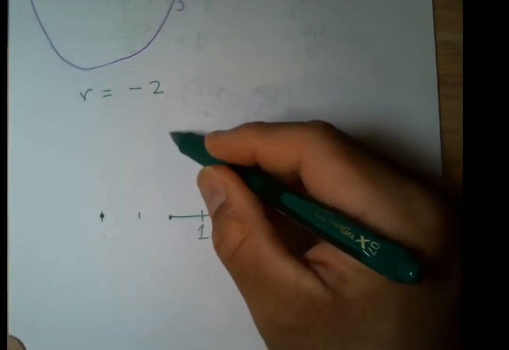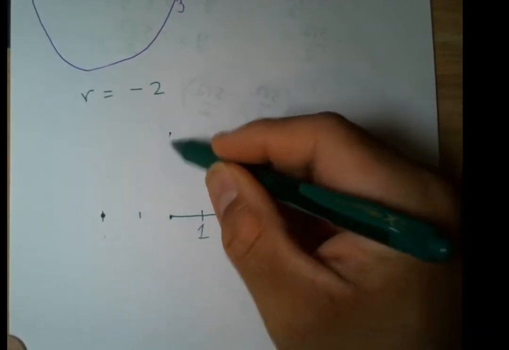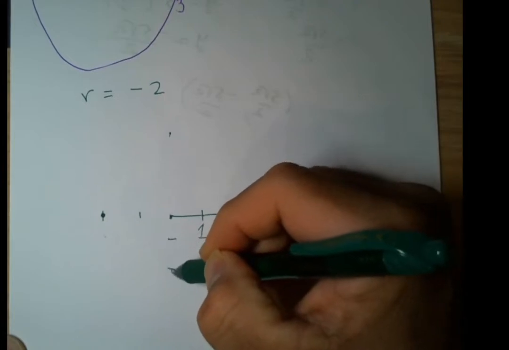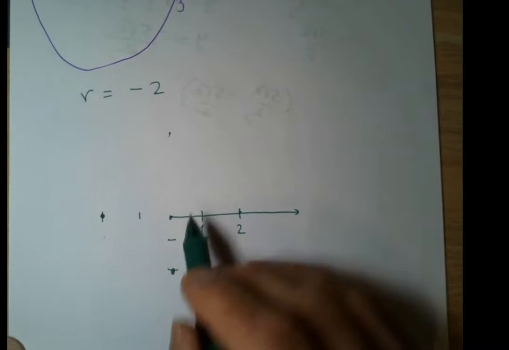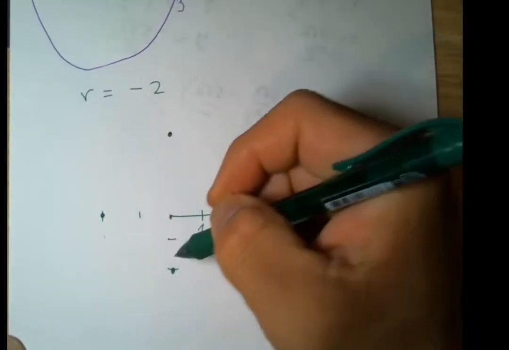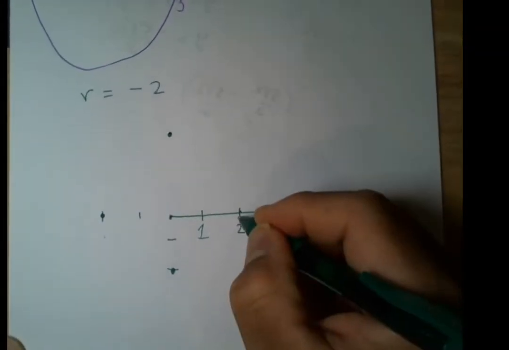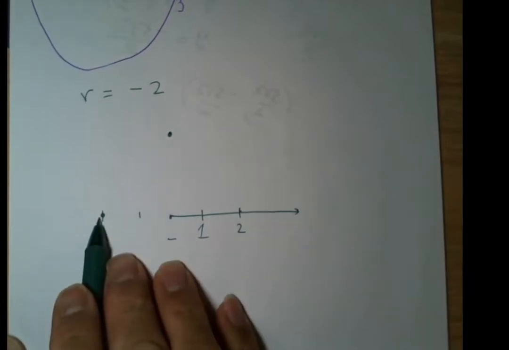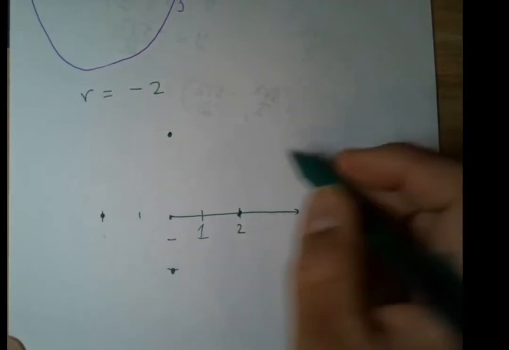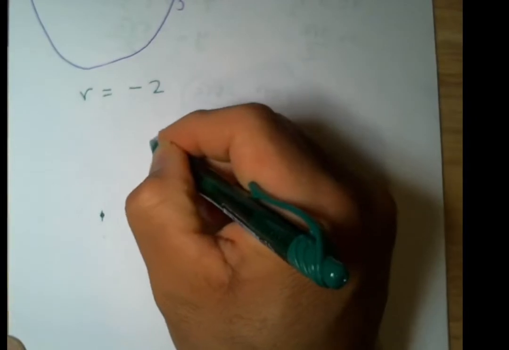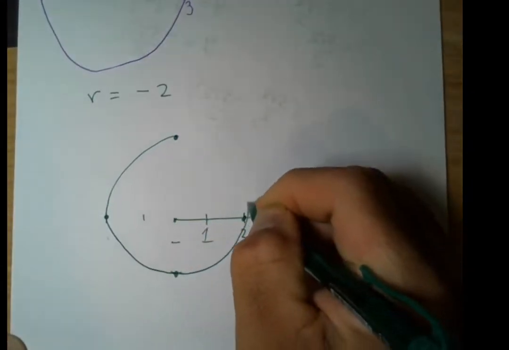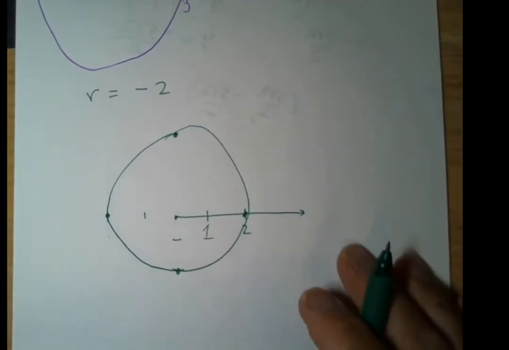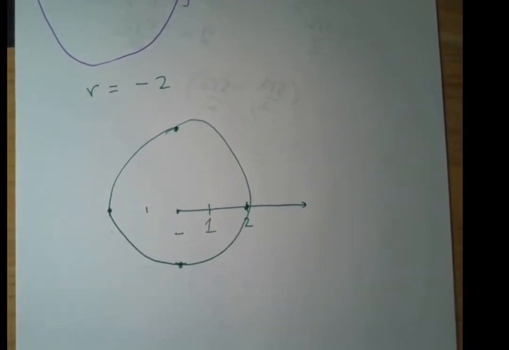And when theta is pi over 2, the value is negative 2. Again, not the point up here, but the point out here, reflected across the pole. And when it's 3 pi over 2, the value would be negative 2, again reflected across the pole. And when theta is pi, negative 2 would be this point. If we continue doing this, all that is required is that it is 2 units from the pole. So again, now we have the equation of a circle.